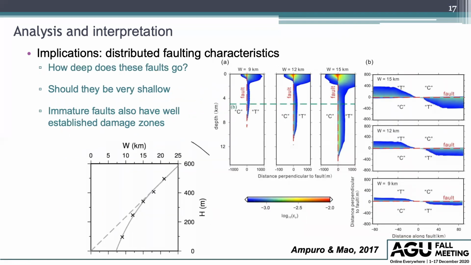Another aspect one could derive is how deep these faults go. Here's a simulation study by Ampuero and Mao in 2017, where they verified the relation between fault damage zone width and seismogenic depth. A smaller seismogenic depth will produce a narrow fault damage zone. Based on this relation, we would expect all the discovered faults here are less than 5 kilometers deep. So most of the observed new faults are associated with very shallow structures.